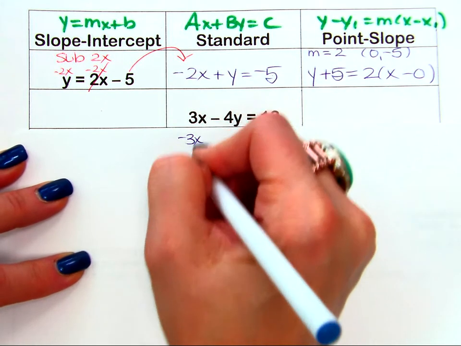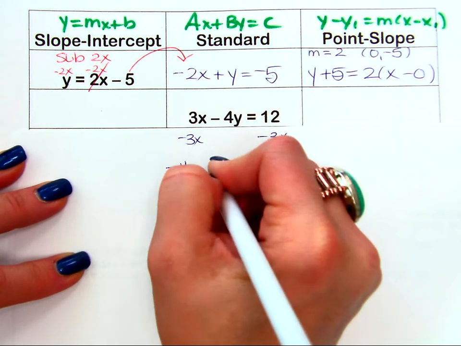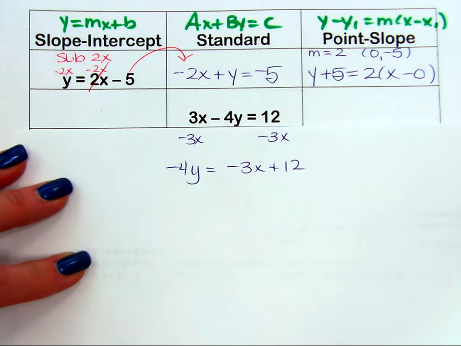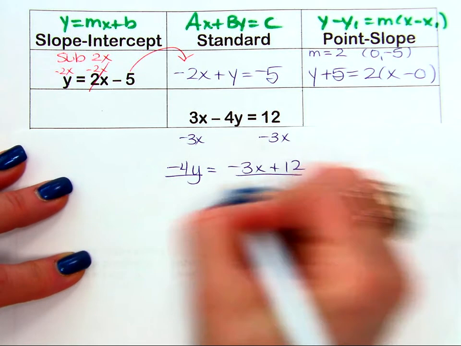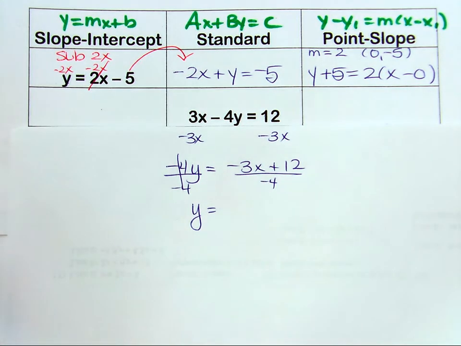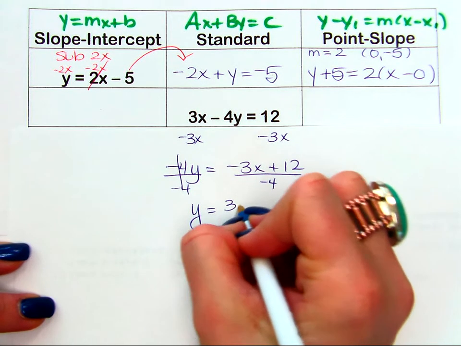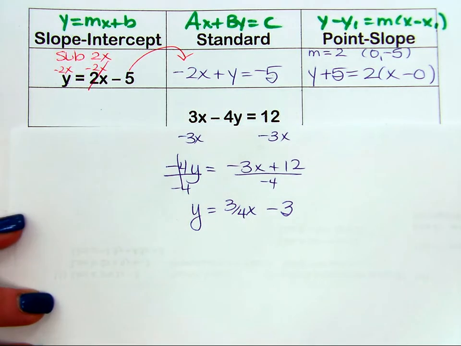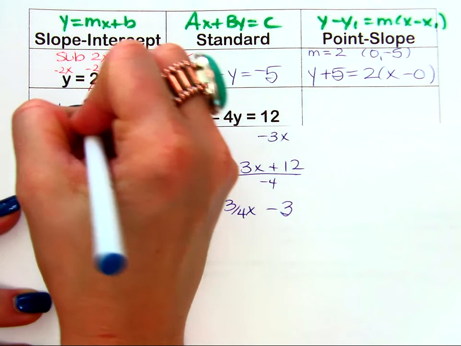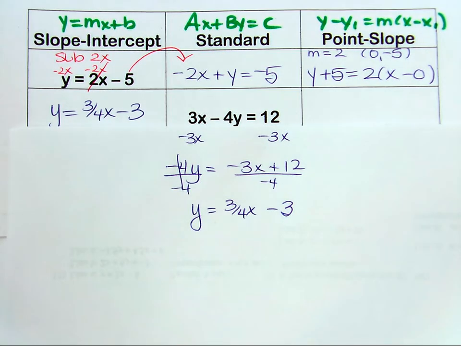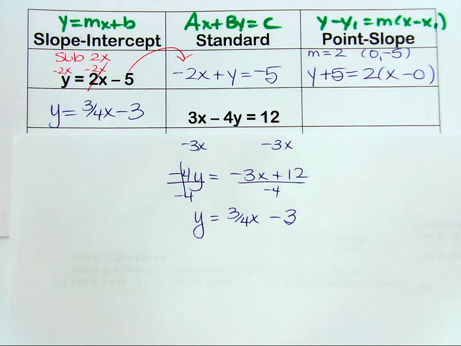That's going to leave me with negative 4y equals negative 3x plus 12. Almost there. That leaves me with a slope of what? Good. Positive 3/4. And a y-intercept of negative 3. Y equals positive 3/4 x, y-intercept negative 3. Once I have slope-intercept, point slope is a piece of cake.